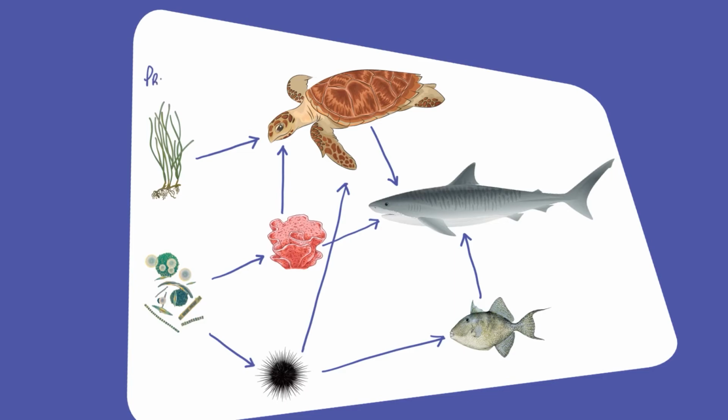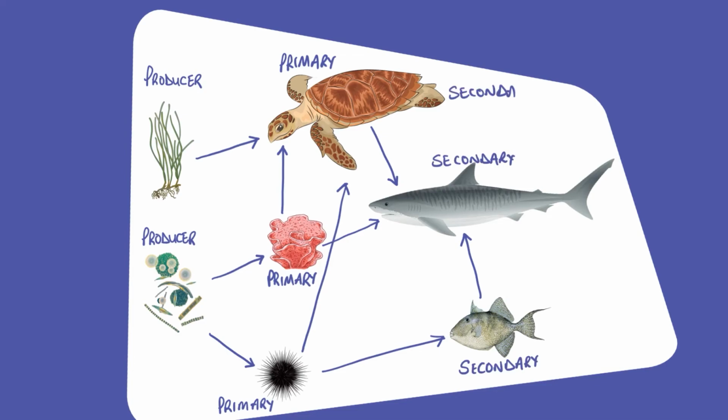The plants in the food web are always considered the producers, and that is because they produce their own food through a process called photosynthesis. But organisms within the food chain or the food web that consume or eat the producers are called the primary consumers. So the sea urchin and the sponge and the hawksbill turtle would be considered primary consumers. Organisms that eat the primary consumers are considered the secondary consumers. And according to this food web, the secondary consumers are the triggerfish, the tiger shark, and also the hawksbill turtle.